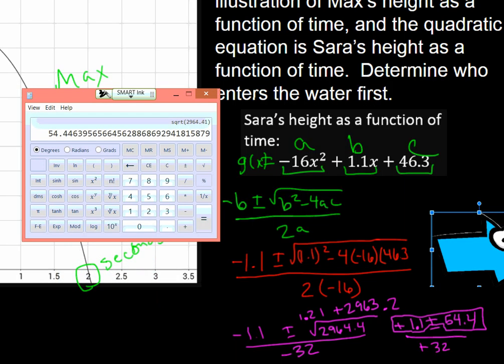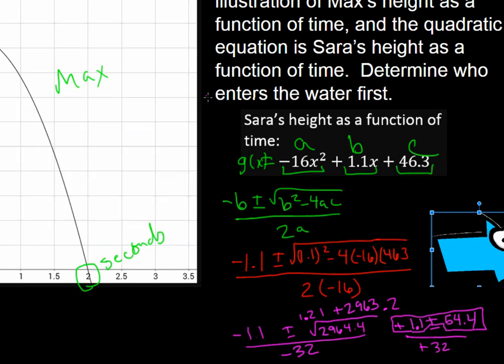So 1.1 plus 54.4, and then we're going to divide it by 32, and we get 1.7 seconds. So Sarah gets into the water in 1.7 seconds, while Max gets in the water in 2 seconds. So Sarah is faster into the water.